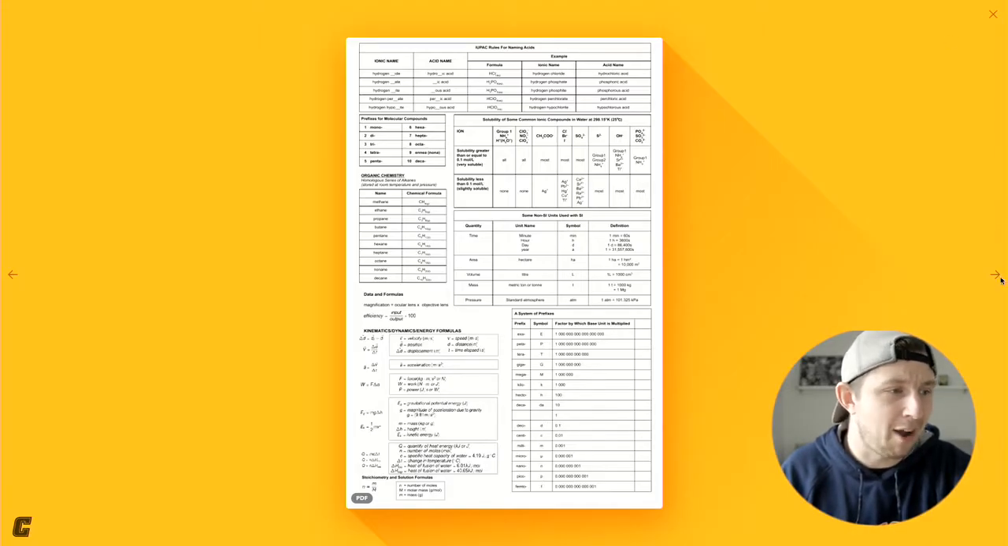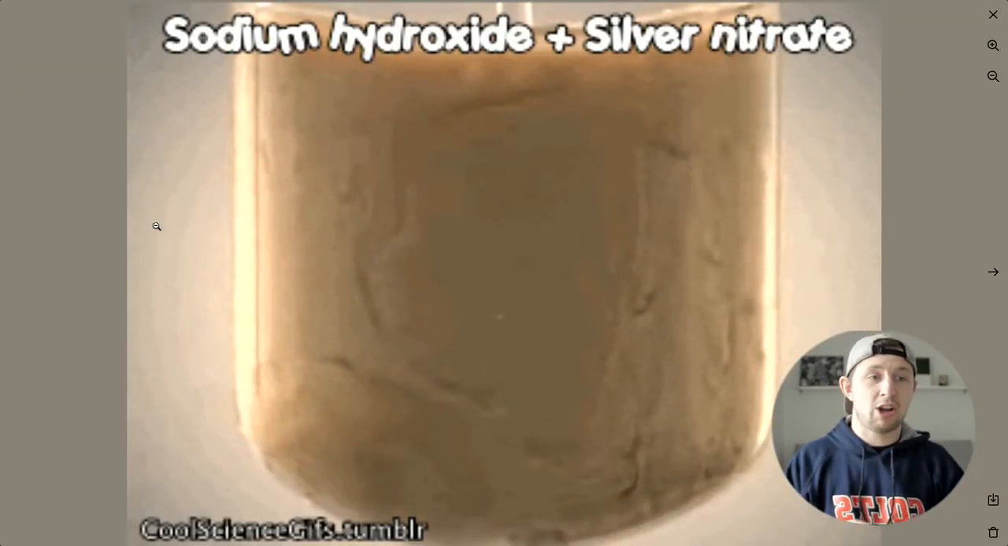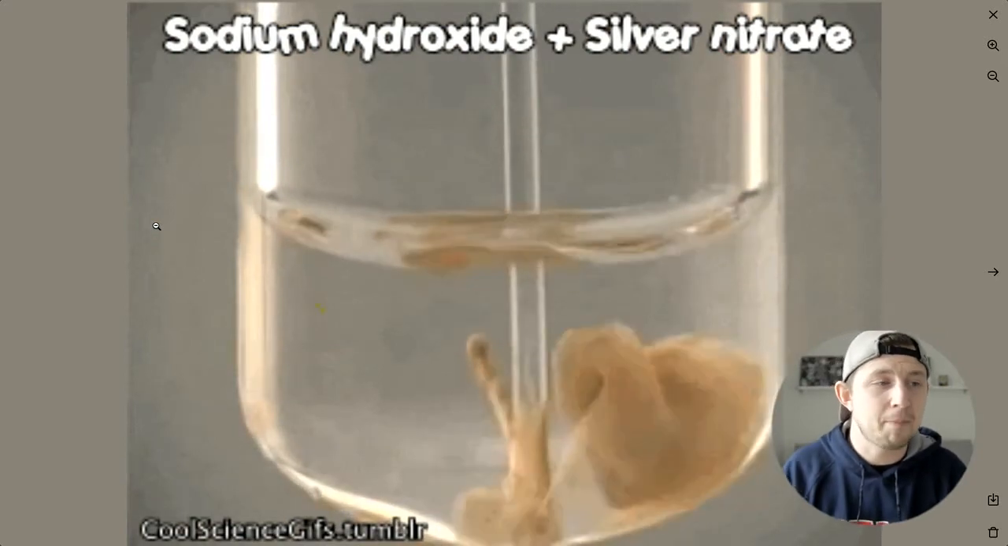So let's try a couple here. I've picked a couple here that don't dissolve. So let's start with this sodium hydroxide. Sodium hydroxide combined with silver nitrate.